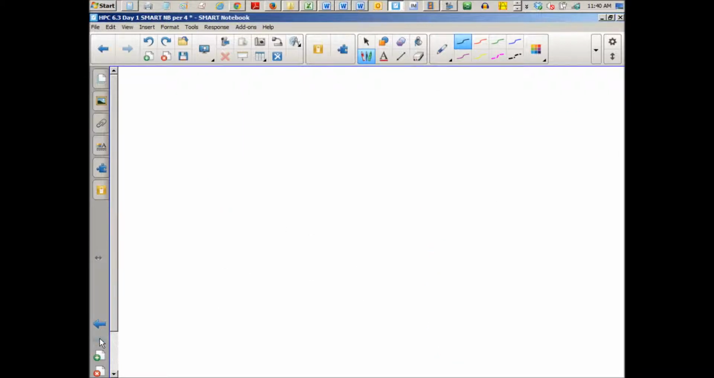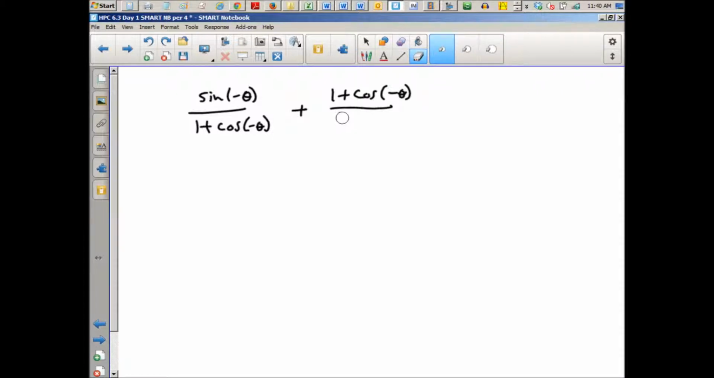a problem like this one. Okay, so look at this problem. This looks really awful. Sine of negative theta over 1 plus cosine of negative theta, plus 1 plus cosine of negative theta over sine of negative theta. Can you verify that this really is negative 2 cosecant theta? Because these do not look the same at all. Can you verify?